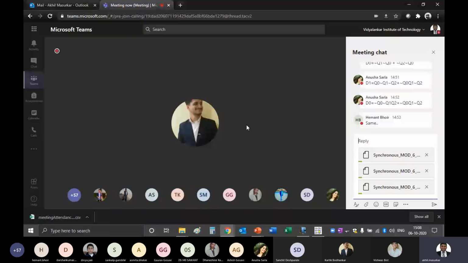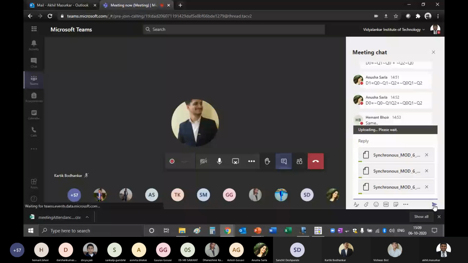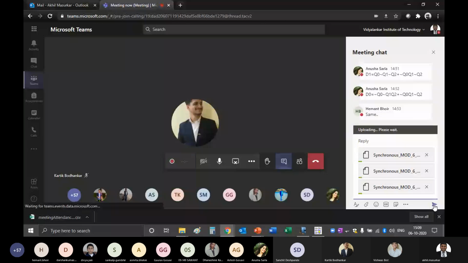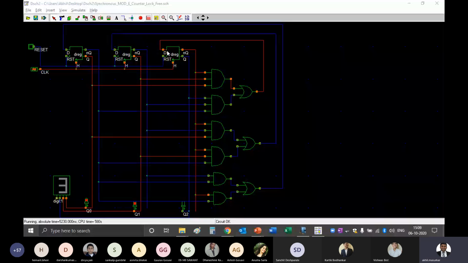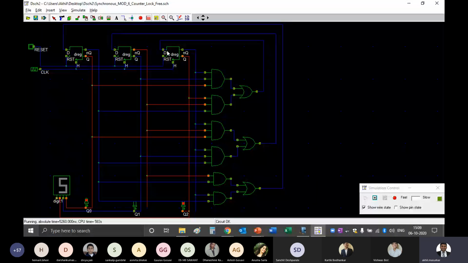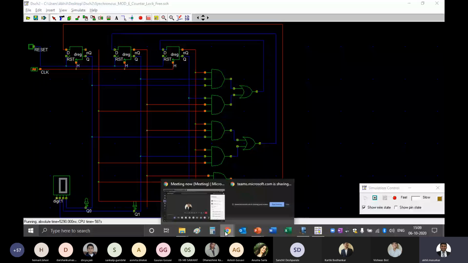So I've just uploaded the files for your reference. Just in case you go wrong, you can take the schematic files and simulate them at your end and check.